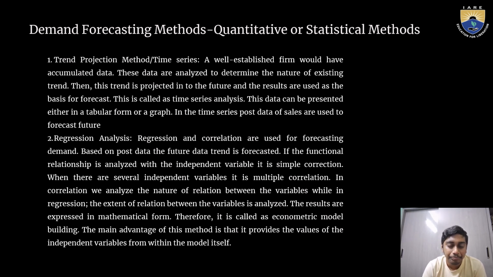Regression analysis. Regression and correlation are used for forecasting demand. Based on past data, the future data trend is forecasted. If the functional relationship is analyzed with one independent variable, it is simple correlation. When there are several independent variables, it is multiple correlation. In correlation, we analyze the nature of relation between the variables, while in regression, the extent of relation between the variables is analyzed. The results are expressed in a mathematical form. Therefore, it is called econometric model building. The main advantage of this method is that it provides the values of the independent variables from within the model itself.